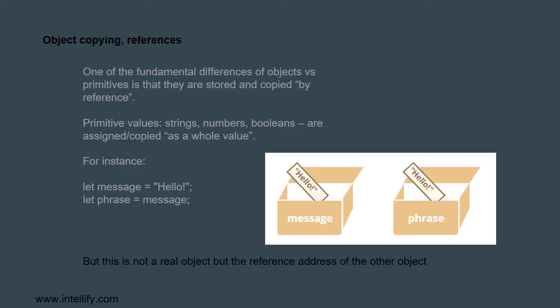Next is object copying and references. As you know, the assignment operator doesn't create a copy of an object, it only assigns a reference to it. For example, one of the fundamental differences of objects versus primitives is that they are stored and copied by reference. If you see in the image, message is equal to hello and phrase is equal to message. The phrase refers to the message, but it is not copied. The primitive values, strings, numbers, booleans, are assigned or copied as a whole value, but not as an object.